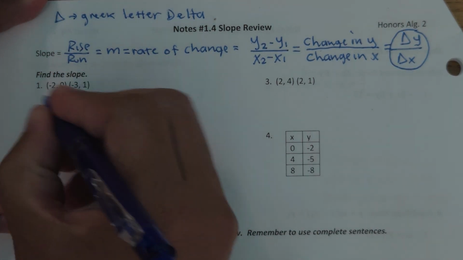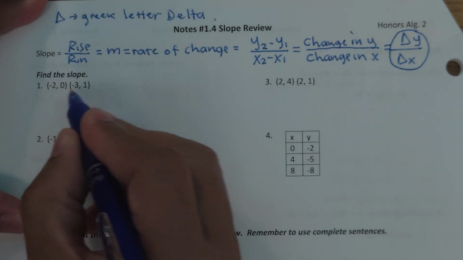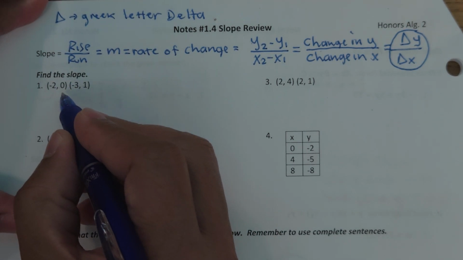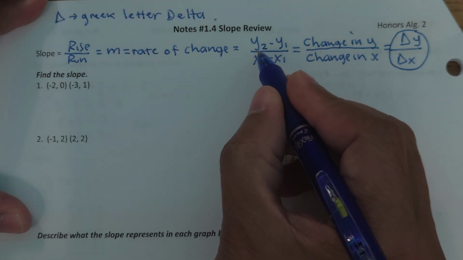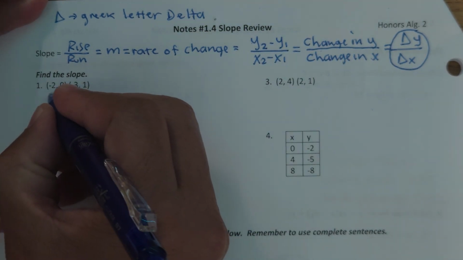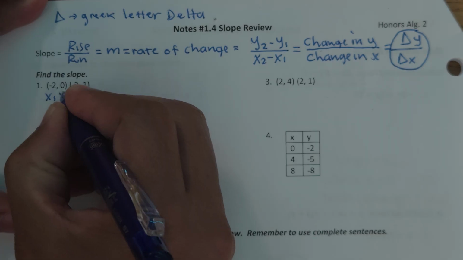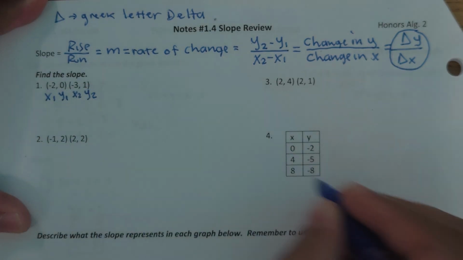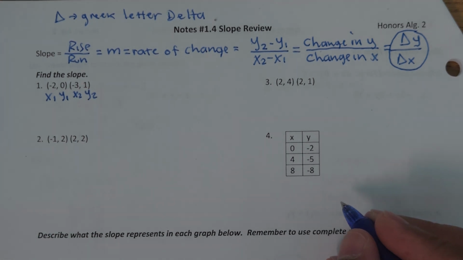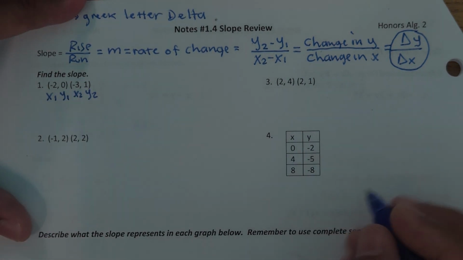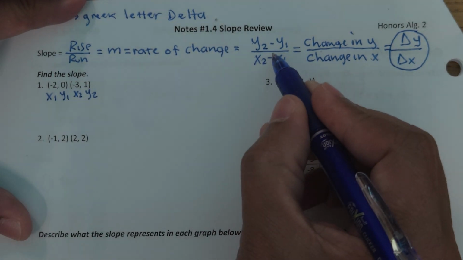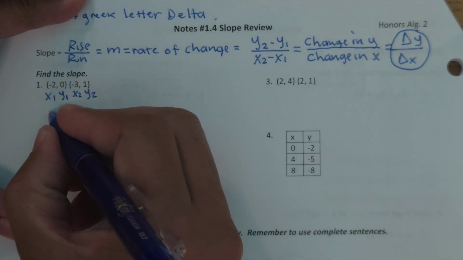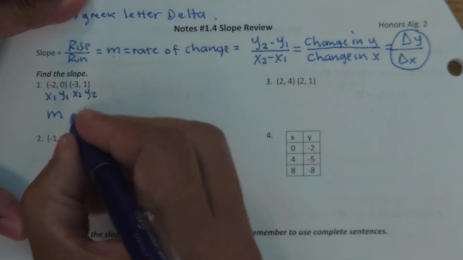So to that end, I'm given 2 points. Since I'm given 2 points, I'm going to label them as x1, y1, x2, y2. So the first point is x1 and y1, and this is x2 and y2. Don't forget, the first value is always the x coordinate. The second value is the y coordinate. Then, following this formula, I'm going to find the slope. So I'm going to use m here, which is this m.